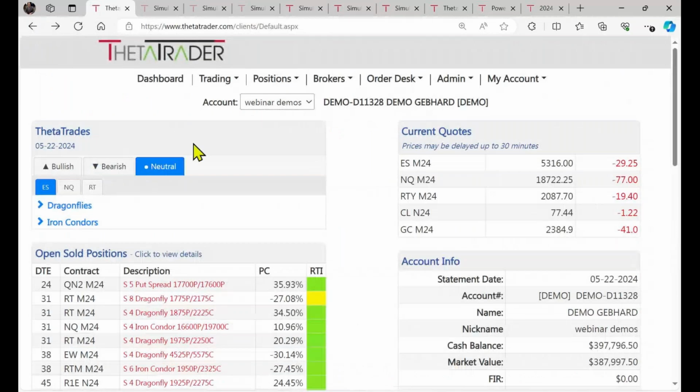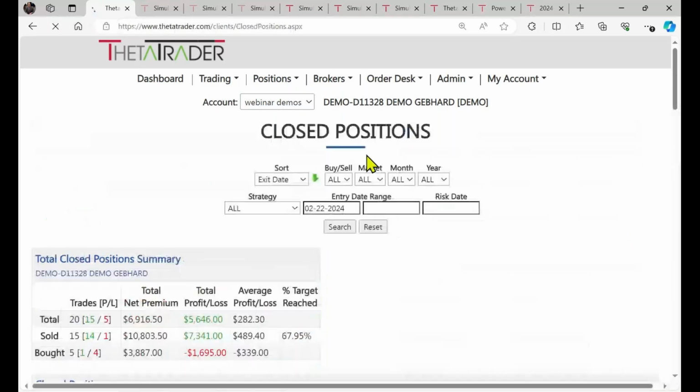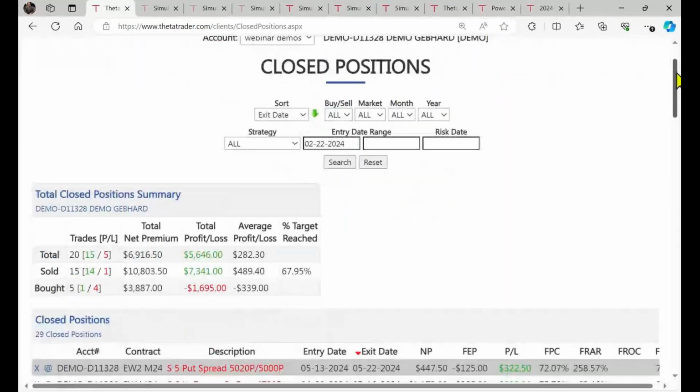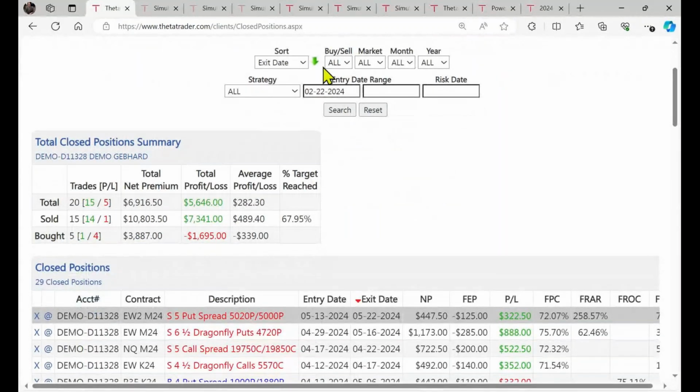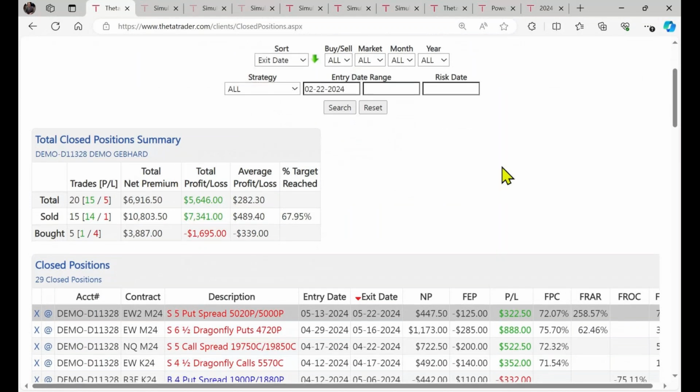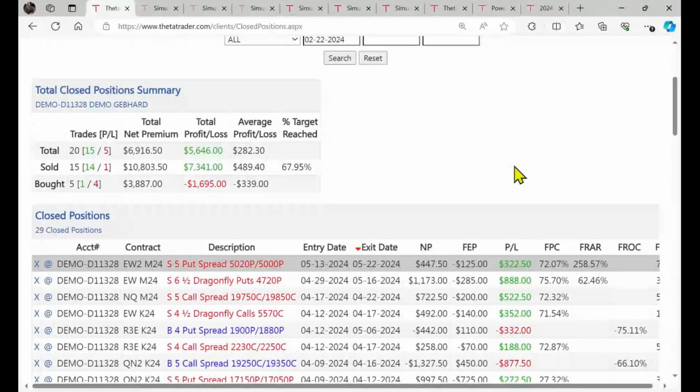And then your closed positions you can look at here on one page. I'll show you that. And you can filter by date and by market and whatnot, but I just have it here set up to look at everything. You can see here total on the page, there's 20 trades, 15 winners, 5 losers, your net result.